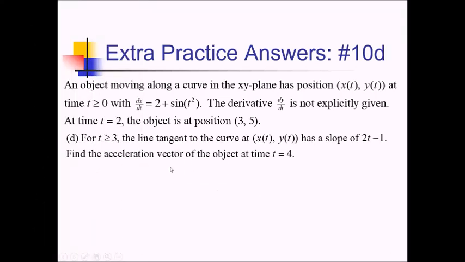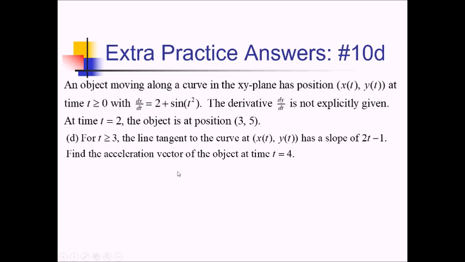For this last part of the problem, for time greater than or equal to 3, we're told the line tangent to the curve at any point has a slope of 2t minus 1. All right, that might be useful later on. They want us to find the acceleration vector at time 4. So to do this, we essentially need to do x double prime of 4, comma, y double prime of 4.